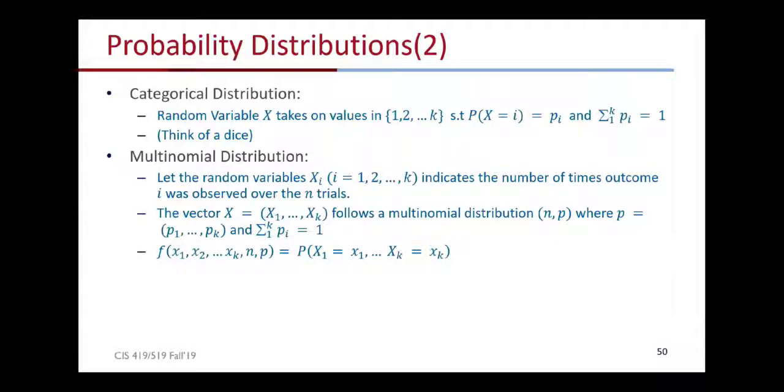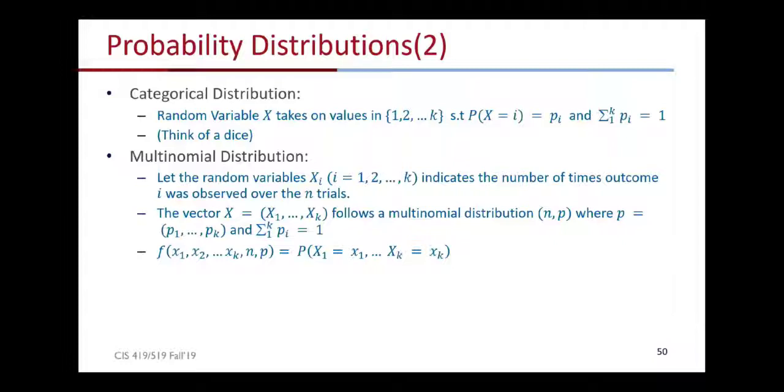Xi is going to be the number of times I was observed in n trials. So again, you toss the dice 10 times, and you want to know how many times did I get 1, how many times did I get 2, how many times did I get 6. And therefore, I have a vector of results with k values, so x1 up to xk. This is the number of times I get 1, the number of times I get 2, the number of times I get k.